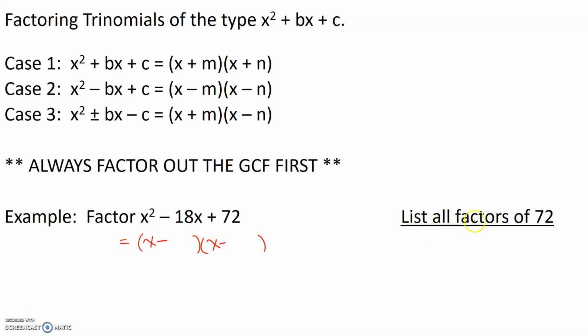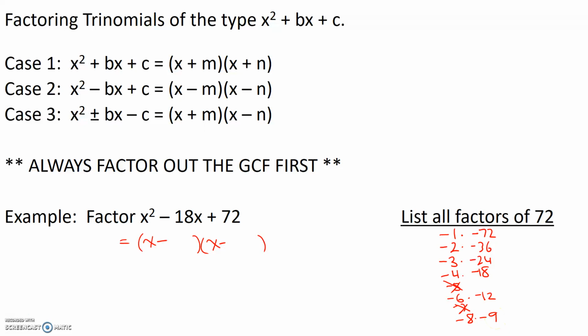Let's list all the factors of 72 starting with 1. There's -1 and -72. There's -2 and -36. There's -3 and -24. There's -4 and -18. 5 doesn't go into 72. There's -6 and -12. 7 doesn't go into 72. And then there's -8 and -9. Once we get to 9, then it goes in reverse, so we can stop once these numbers get close to each other.